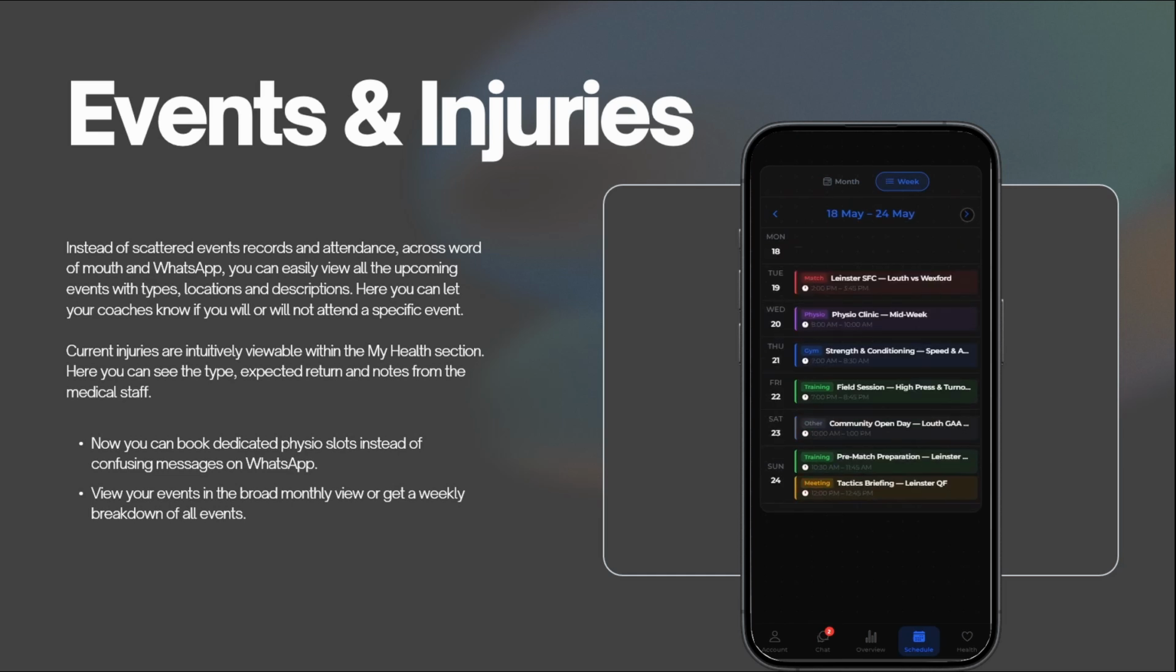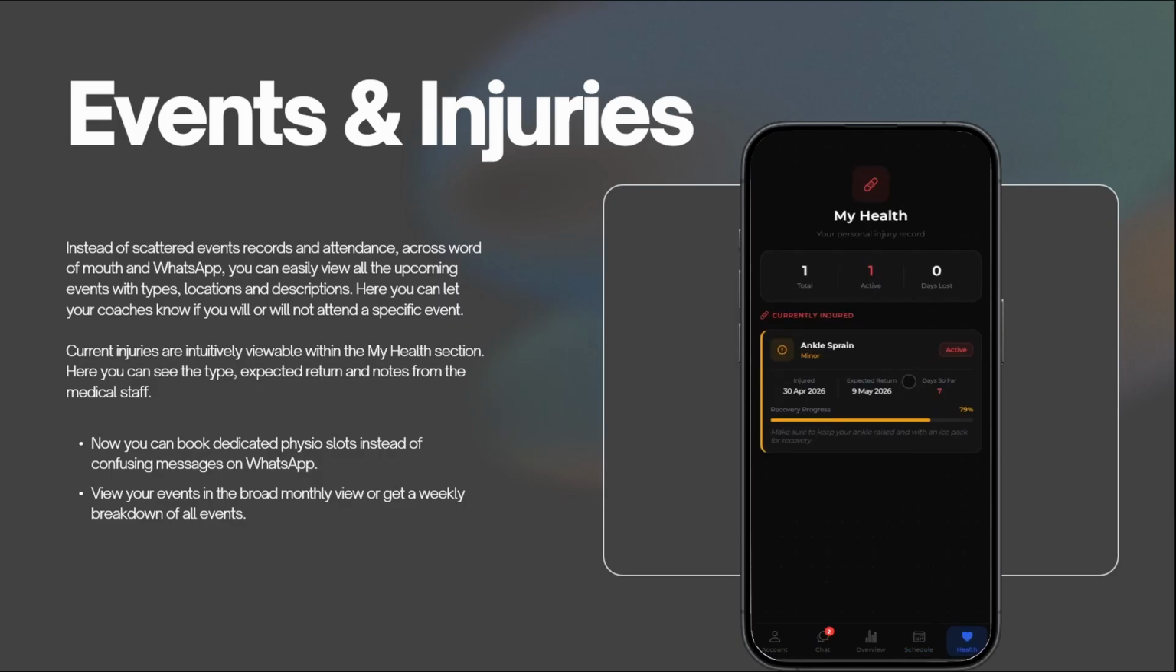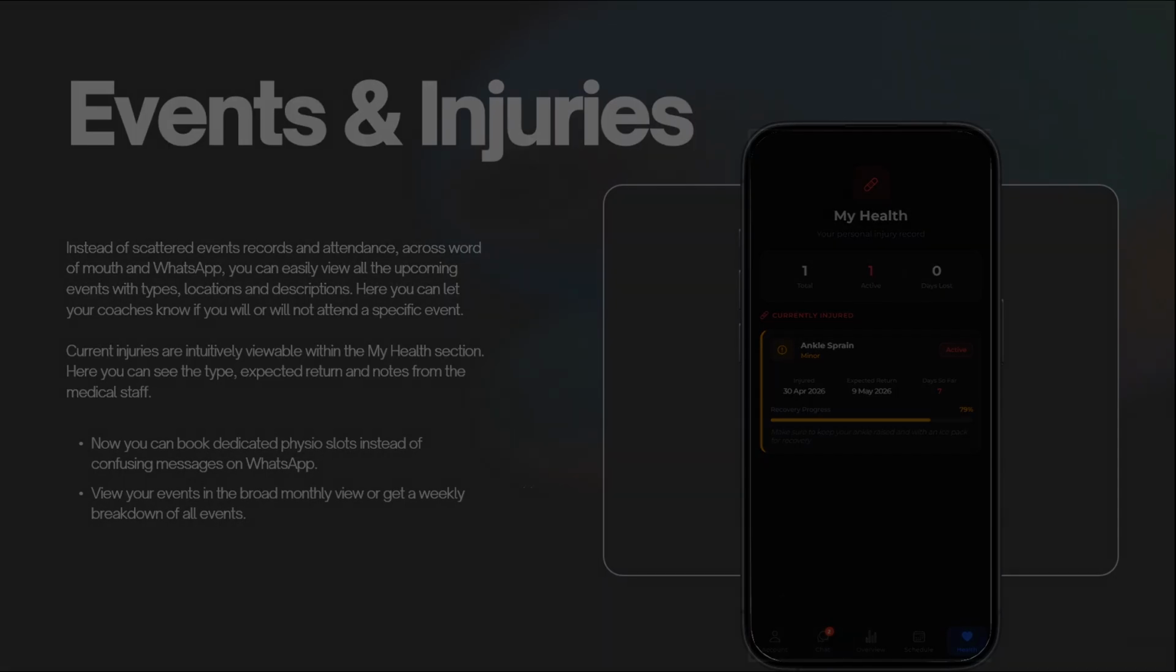Then the My Health screen. This is where an athlete can see any current injuries logged against them by the medical staff. It shows the injury type, expected return date, and any notes from the physios. So the athlete always knows where they stand with their recovery, and the information is coming directly from the medical team rather than through word of mouth.